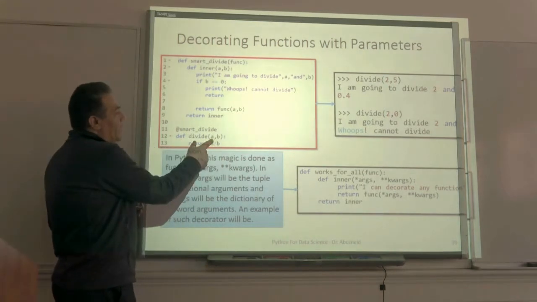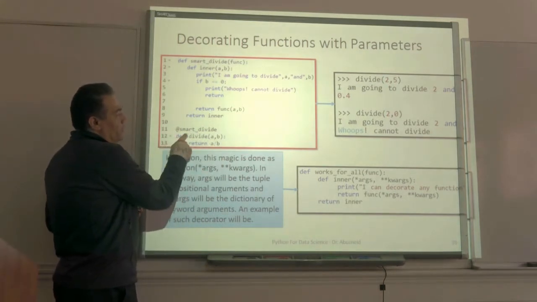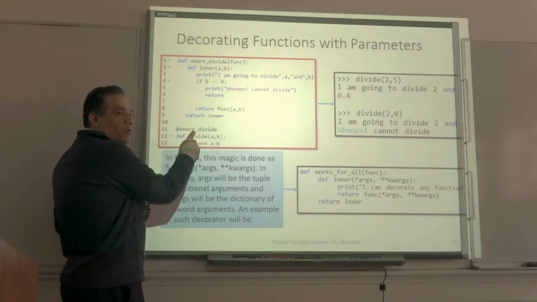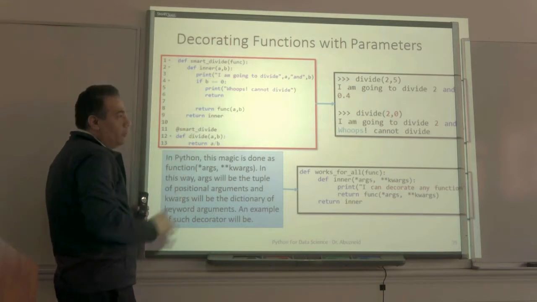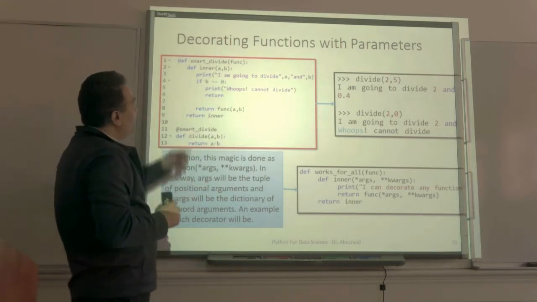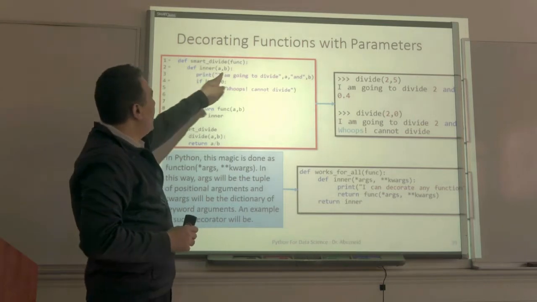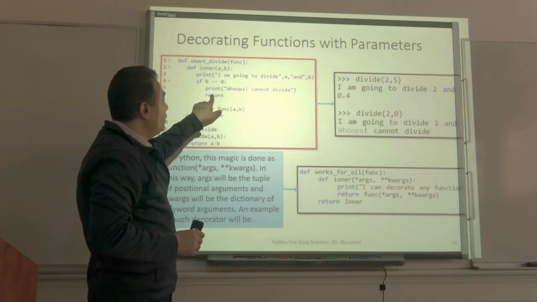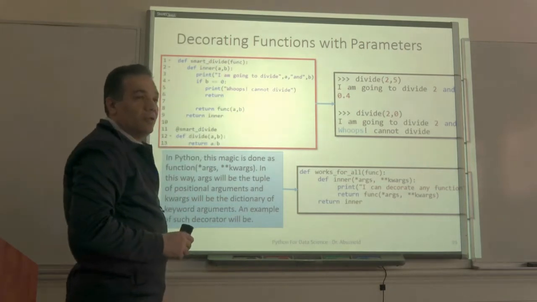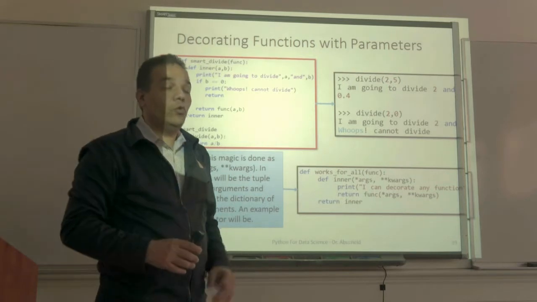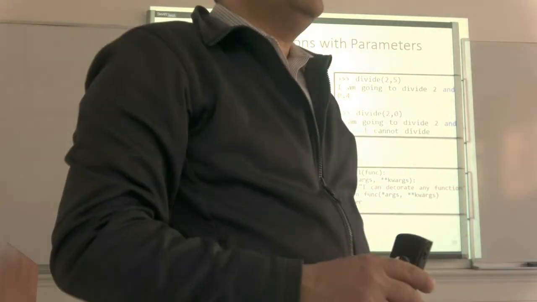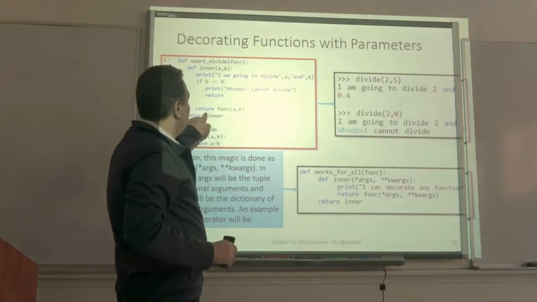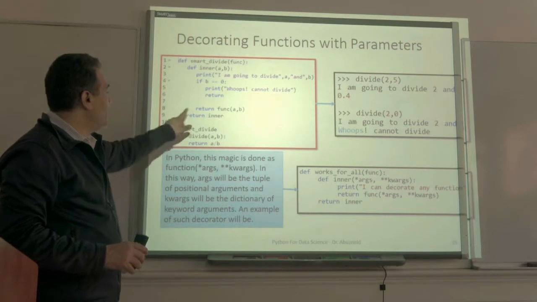To decorate it, I added @smart_divide. When you see a function that has an @ on top of it, what is this? A decorator. Let's go to the decorator. When I write smart divide, what does it do? Inner of A and B prints, I am going to divide A and B. If B equals 0, print, oops, cannot divide. So I use the decorator to make sure I'm not dividing by 0. And then it returns the function A and B, and returns inner, right?